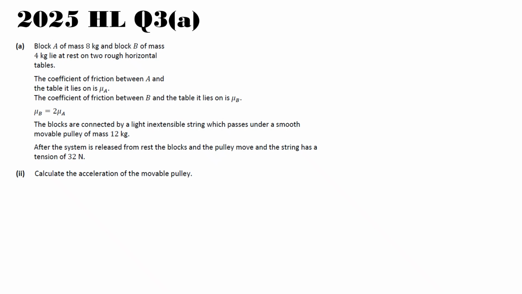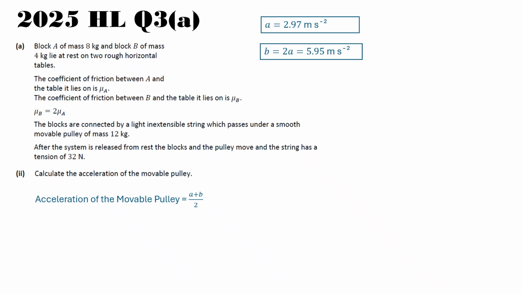So part two then asks us to calculate the acceleration of the movable pulley. So as we had on our diagram, the acceleration of the movable pulley is going to be the average of the other two, so (a plus b) over 2. That's our a and that's our b. You can change that to being a plus 2a, whatever works best for you. So our acceleration is going to be 2.97 plus 5.95, all divided by 2. This gives us 4.46 meters per second squared.